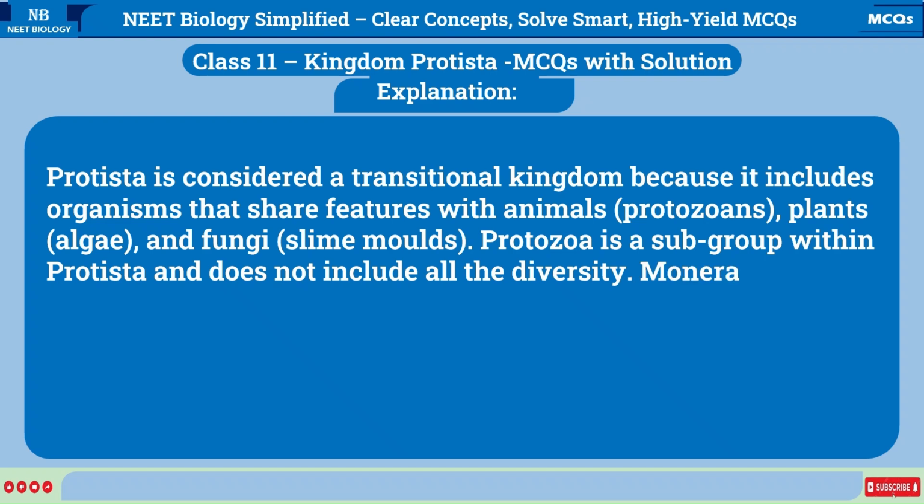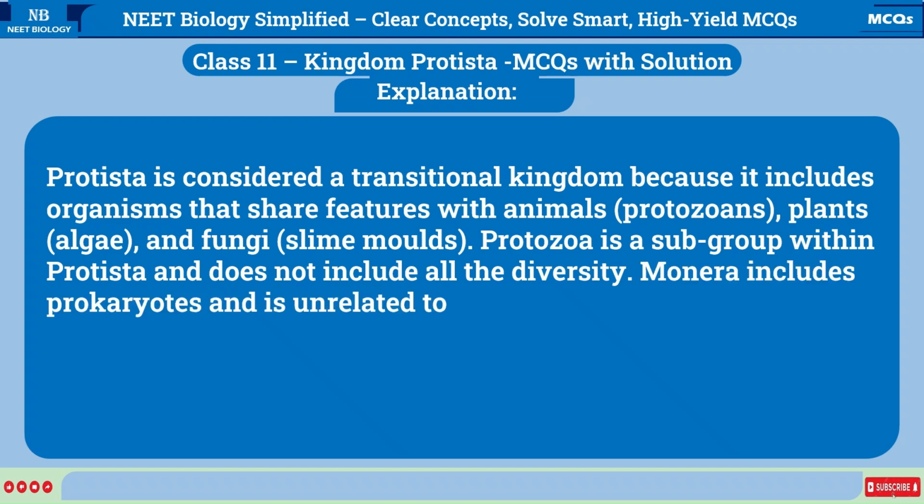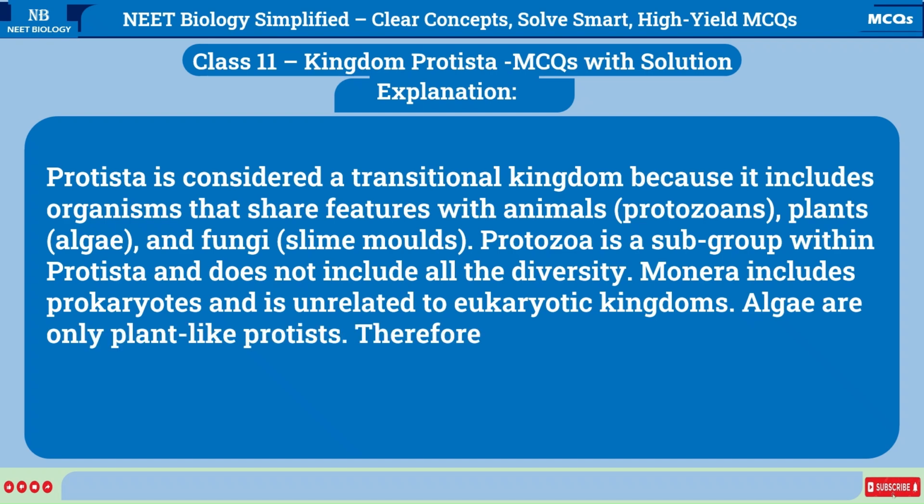Monera includes prokaryotes and is unrelated to eukaryotic kingdoms. Algae are only plant-like protists. Therefore, Protista best serves as the evolutionary link.